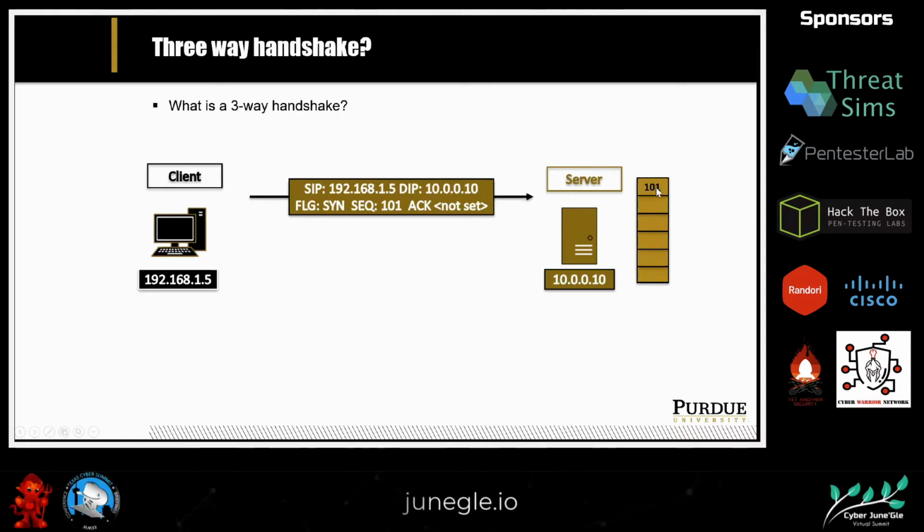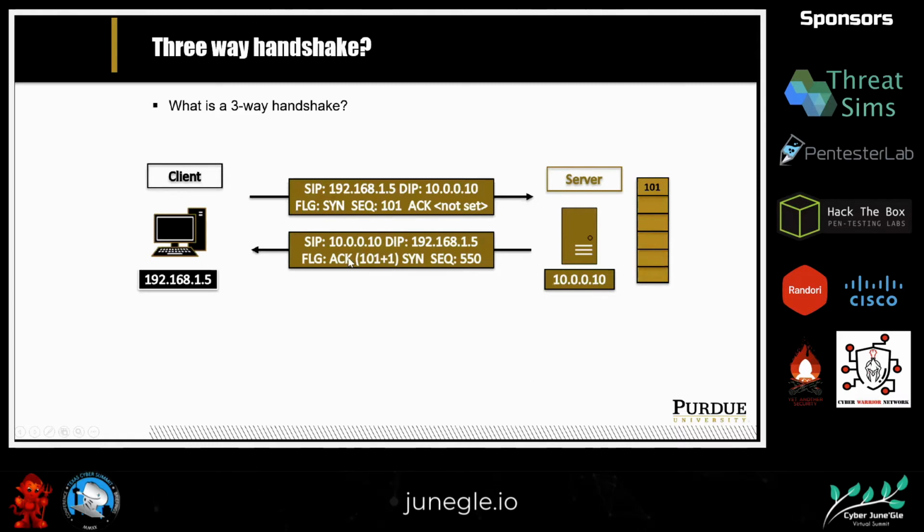Now, the server will store this sequence number and a bunch of other properties in this storage unit here, in this queue, and will then respond. Note that, by definition, it increases the sequence number by 1, and this is going to be the acknowledgement, so it's acknowledging this sequence number here. And then it's going to create its own random sequence number.